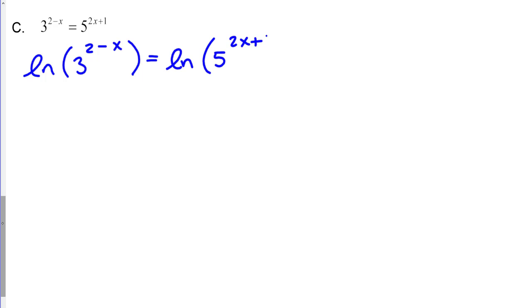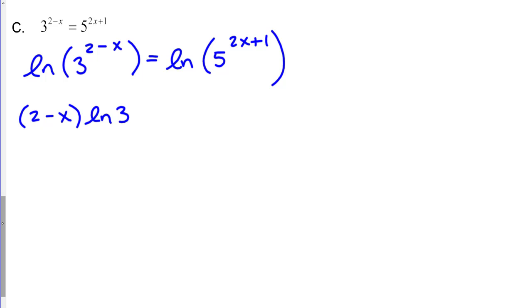So what we have to do basically is, in this case, I think I'll take the log of both sides. So 2 minus x equals the natural log of 5 to the 2x plus 1. Now I have two exponents that need to be brought out front. So when I bring the 2 minus x down, it would be 2 minus x times natural log 3.